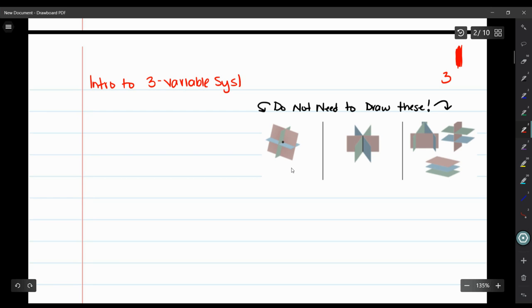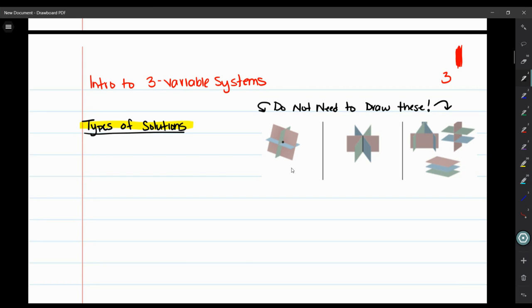I will get to those pictures here momentarily. You do not have to draw them. Please do not try to draw those. I did draw mine and it took me forever. So first of all, let's talk about the three-dimensional space and solution types. So I'm just going to put types of solutions here as my first little section. Types of solutions are the same types as we had in two variables, but they just look a little different.